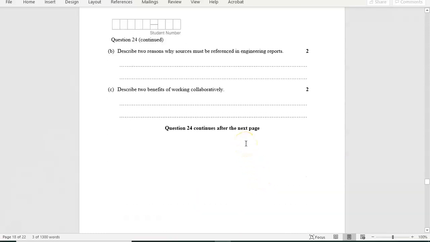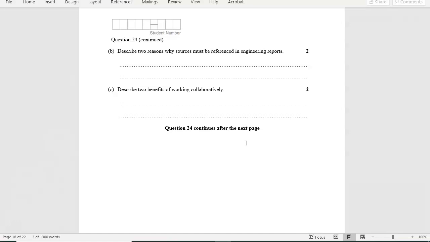Describe two reasons why sources must be referenced. The simple answer is plagiarism. We need to attribute the authors of other people's work. It also allows the reader to identify the reliability of the information, to know whether or not we can trust it. So, oh, Jimmy did that. Yeah, well, Jimmy's an idiot. I'm not trusting that.